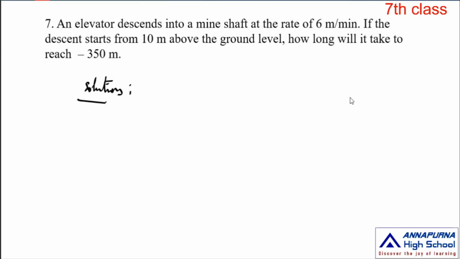Here, let me explain one thing. Suppose this is ground level. Above the ground level is represented by positive signs, and below the ground level is represented by negative values. So this is above ground level, this is above ground level, and this is below ground level. Now, the elevator descends into the mine shaft at the rate of 6 meters per minute.